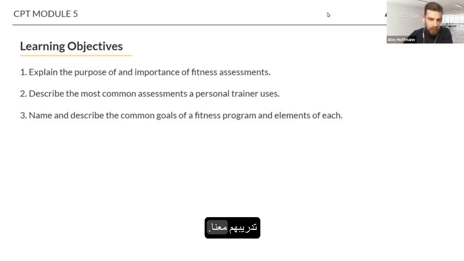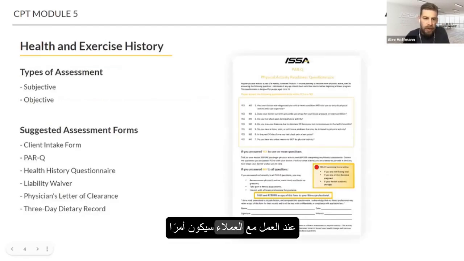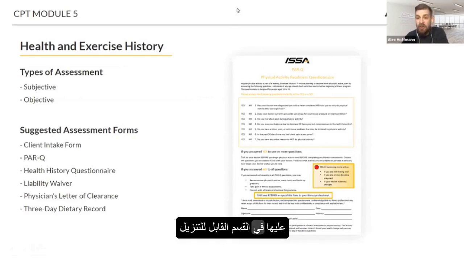So the first assessments that we are always going to be gathering when working with clients are their health and exercise history. The health and exercise history assessments are something that you can find in the downloadable section of your ISSA CPT classroom. If you log into your ISSA trainer account, you'll be able to click on the download sections there, and you will be able to see some of these health and exercise history forms that you can have a client fill out. And I think that's a really good resource.